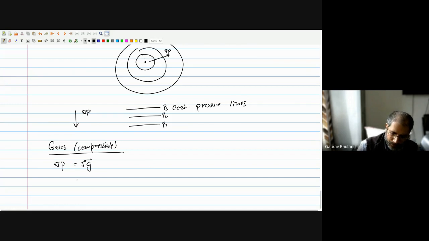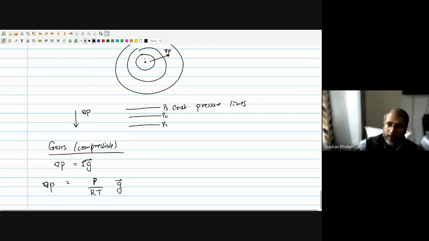Okay, so for my ideal gas law, I can write my density in terms of pressure as P by RT. R contains the information about the universal gas constant and also about the molecular mass of the gas. It's a constant for a given gas. Okay, so now we can solve this again.